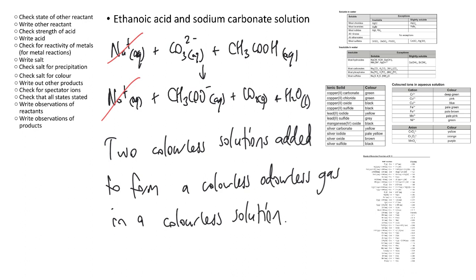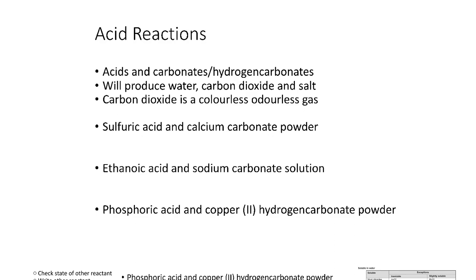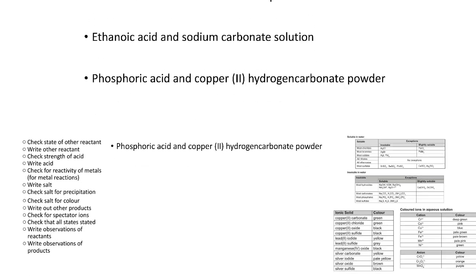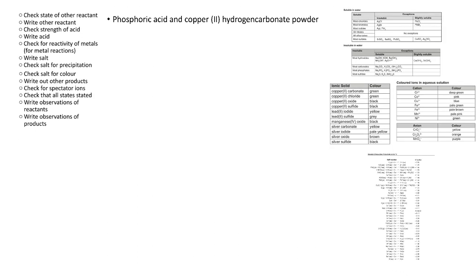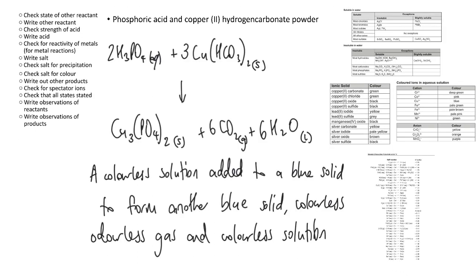Okay, let's move on. The last one is phosphoric acid and copper hydrogen carbonate powder. I want you to have a go at this one yourself, and then the answer will magically appear. Ta-da! That's the answers you should have gotten, so hopefully you got that right, and then you can go practice that in class. Let's go to the next one.